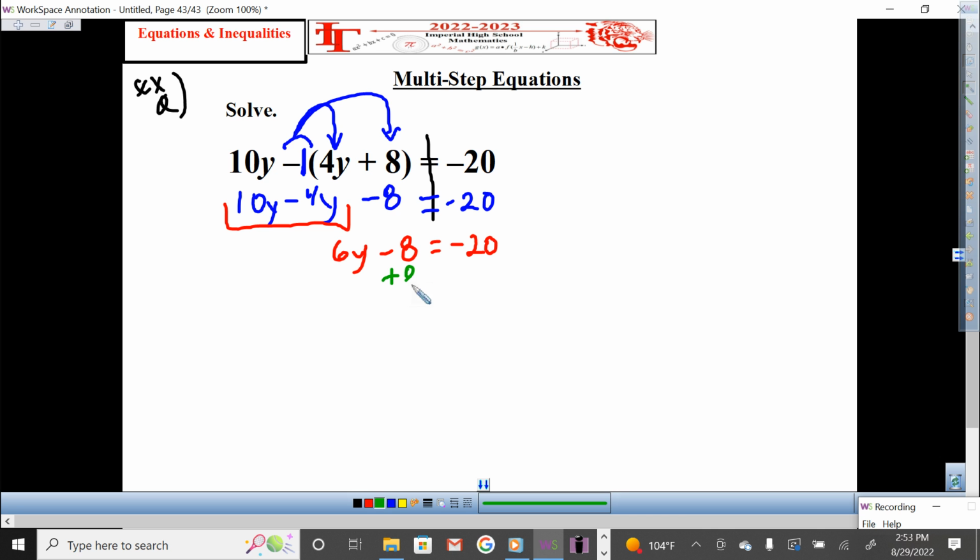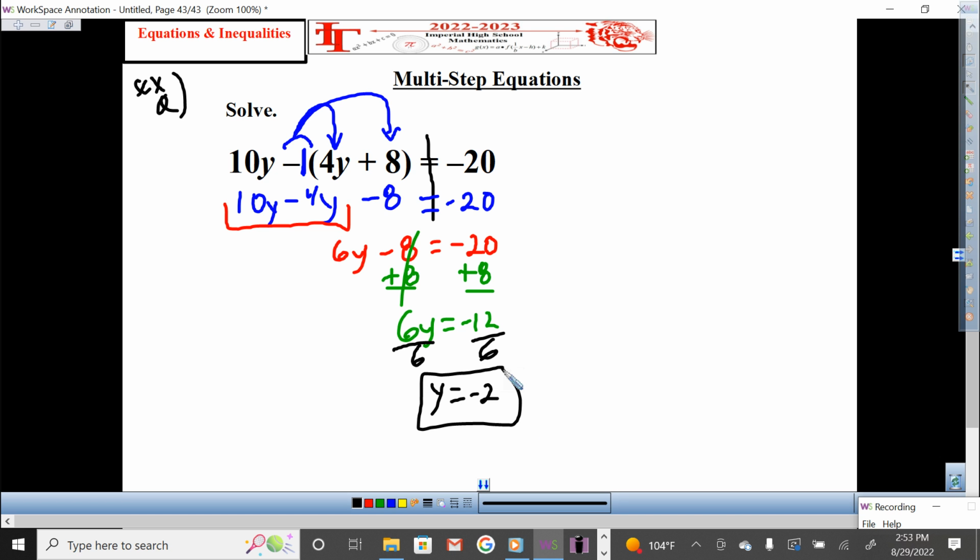Add 8. Very good. We got 6y equals -12. And everyone, last but not least, divide by 6. So y equals -2.